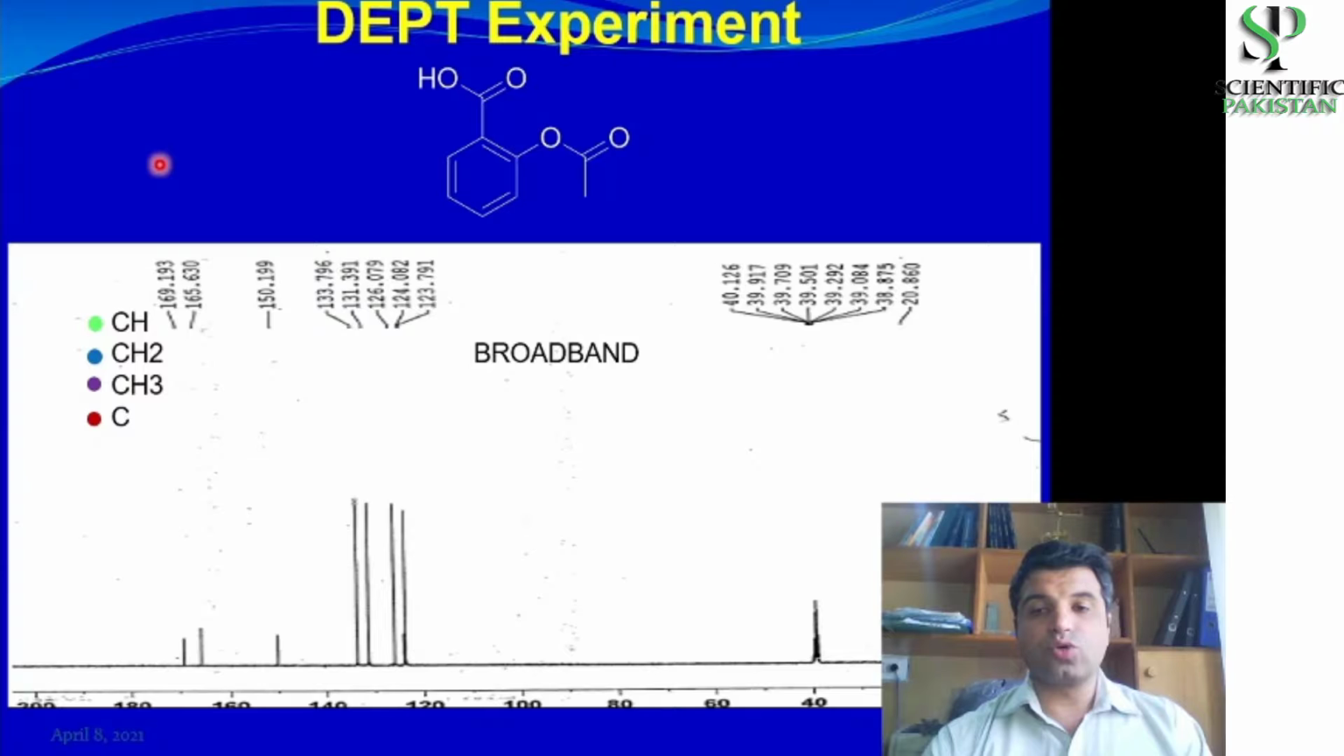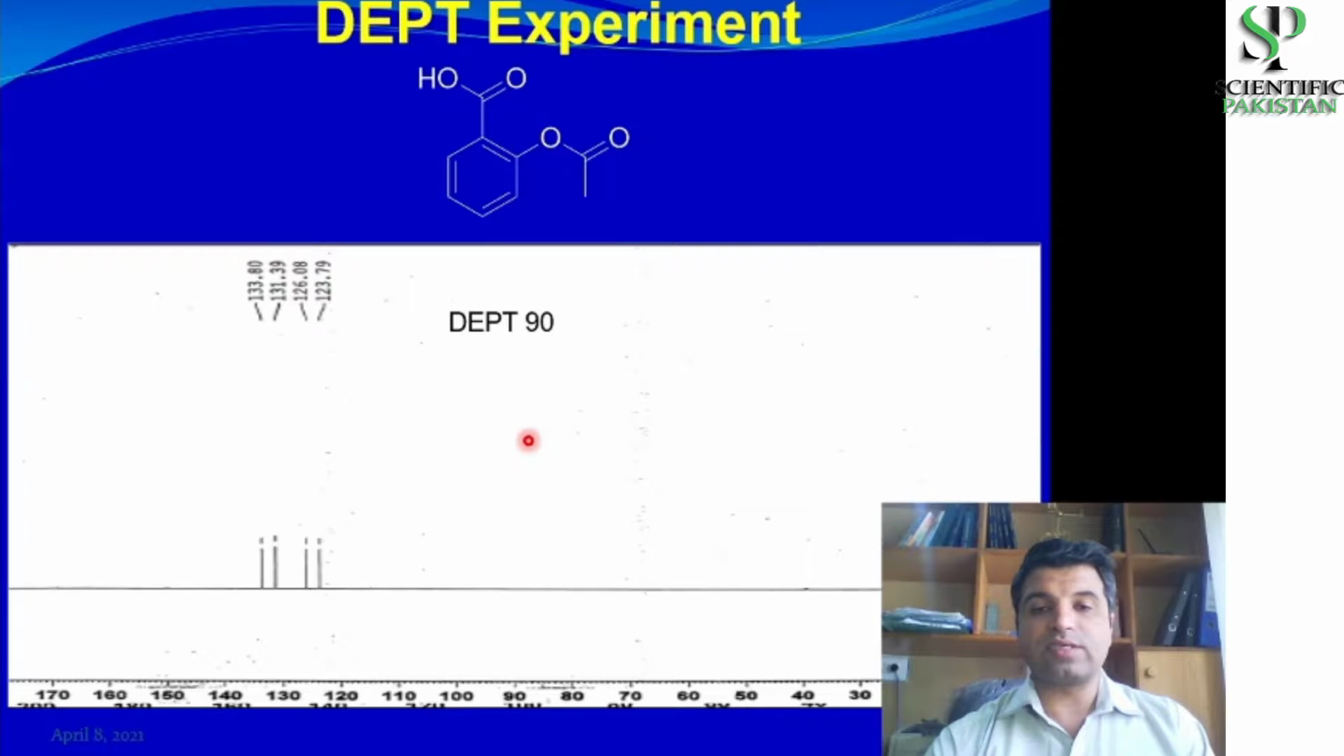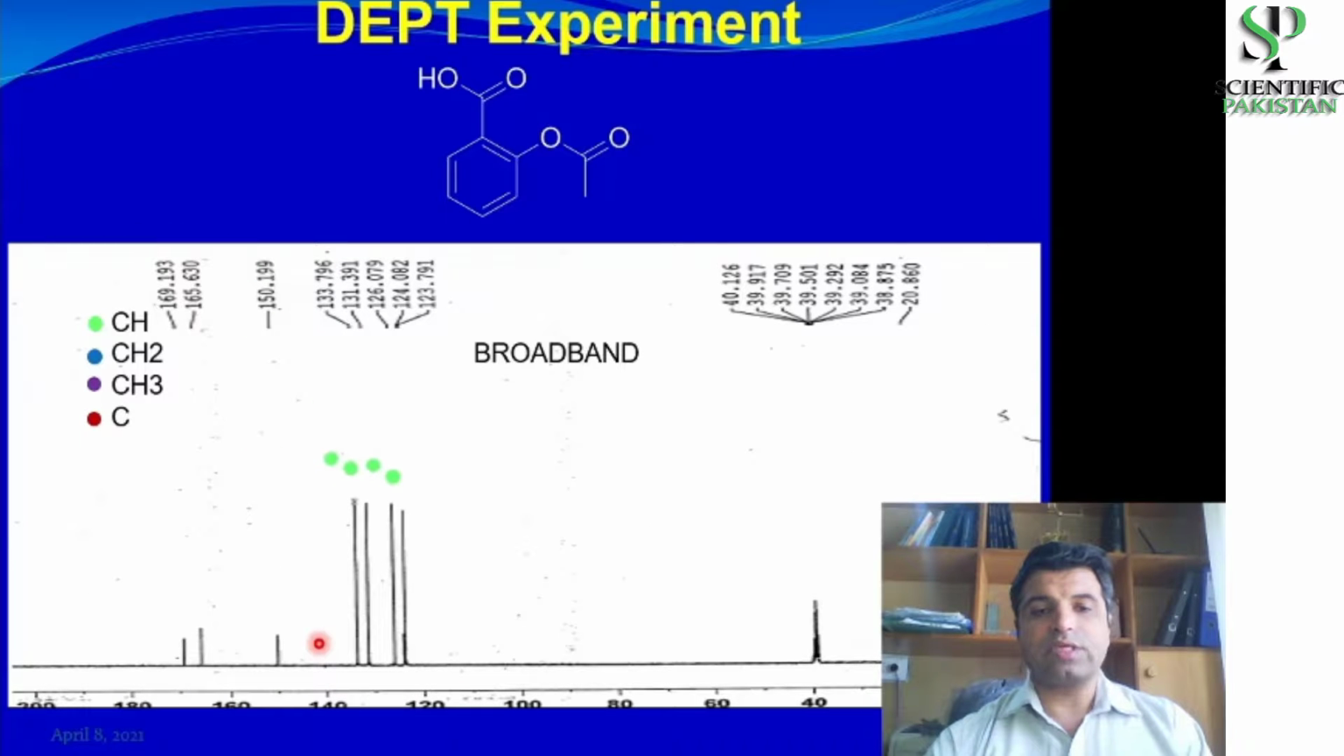So let's go down to the first DEPT experiment, that is the DEPT 90. DEPT 90 will tell you about the CH only. So you have 4 signals here. That means you have 4 CH carbons, and they all appear around the 120 to 135 region. That is the aromatic region, right? We will discuss the scale later on, but this is the aromatic region. So you can see in this structure as well, we have 1, 2, 3, 4 CH carbon atoms in this range. So let's go down to the broadband again. So these are the 4 CH signals.